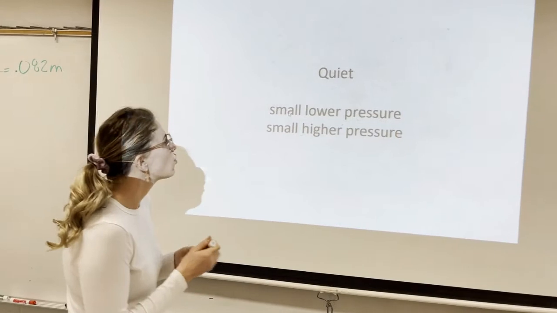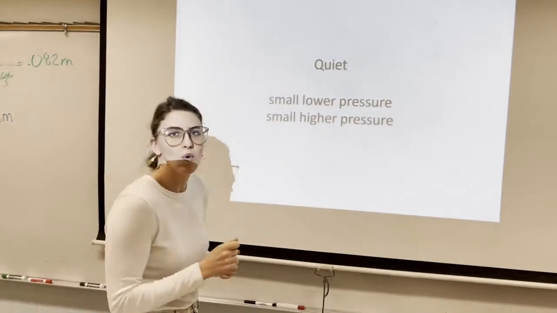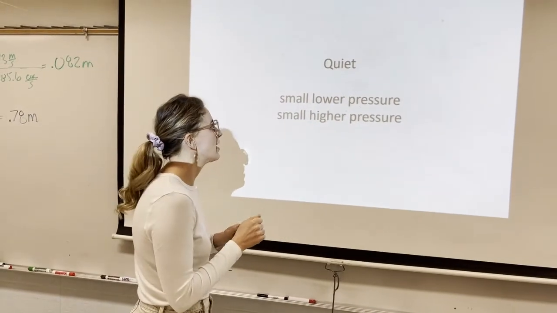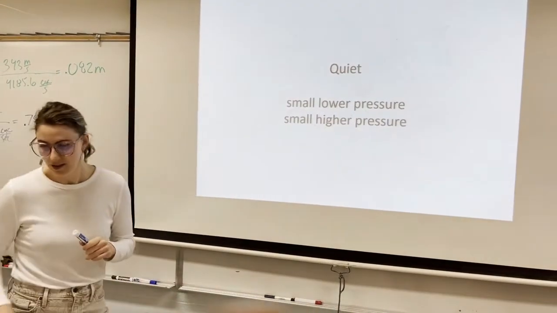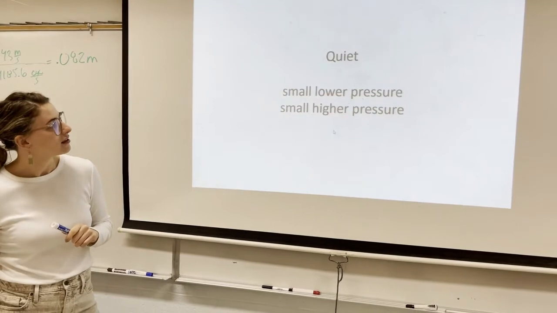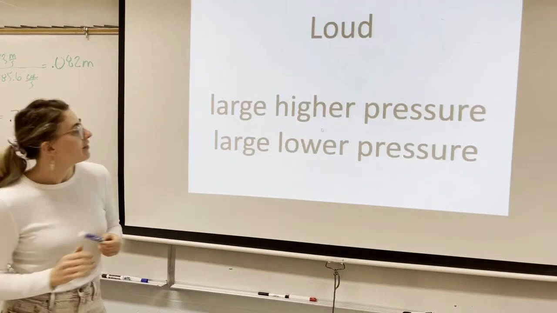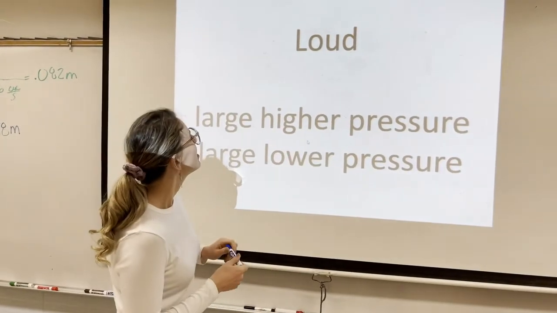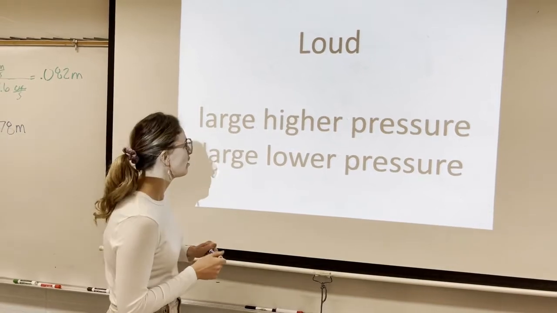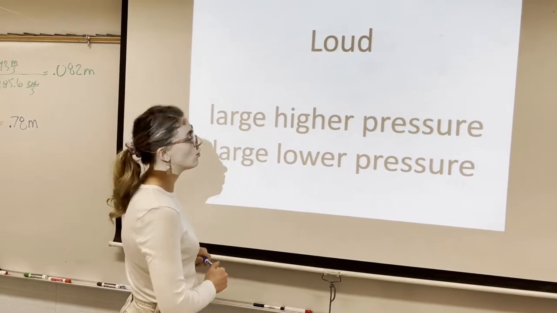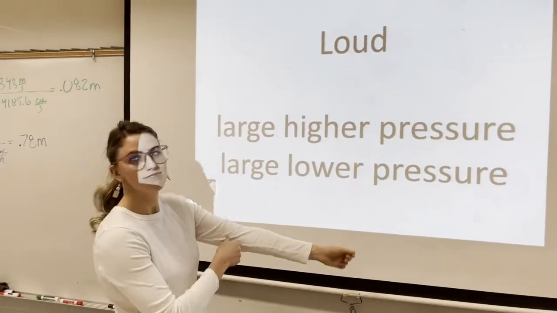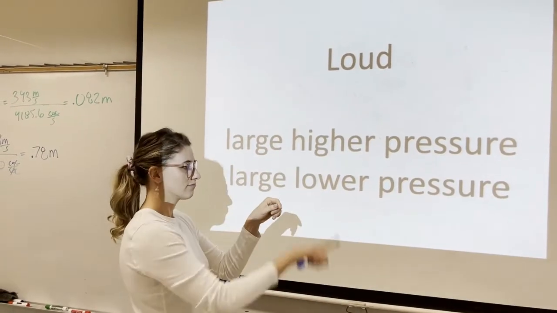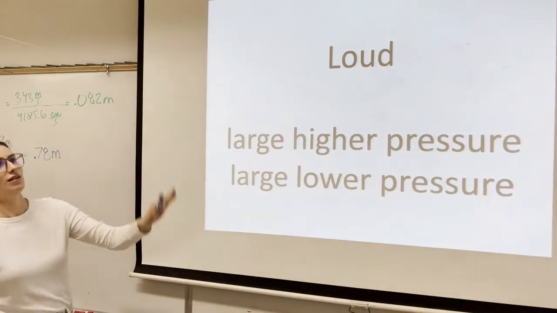Okay, so a quiet noise has a small lower pressure and a small higher pressure, just a little bit above ambient and a little bit below ambient. That's a quiet sound. And then a loud noise has a large higher pressure and a lower pressure, farther from equilibrium. It's the displacement from equilibrium. That's amplitude. And equilibrium would be the normal air pressure.